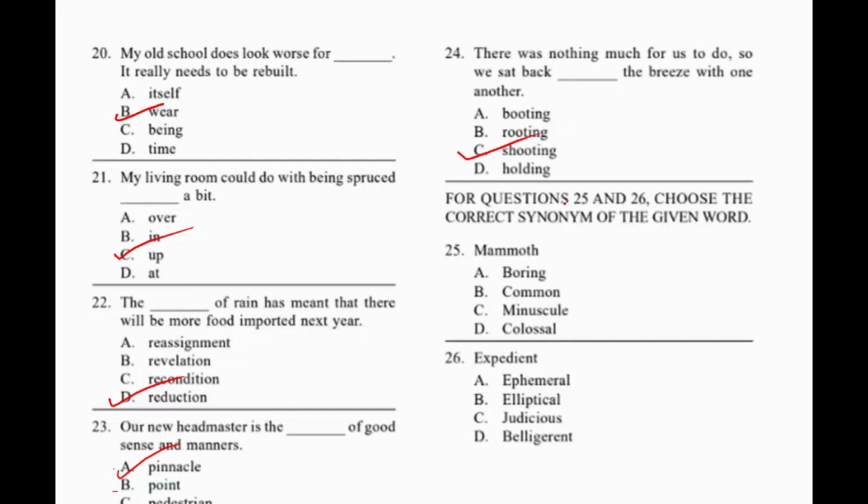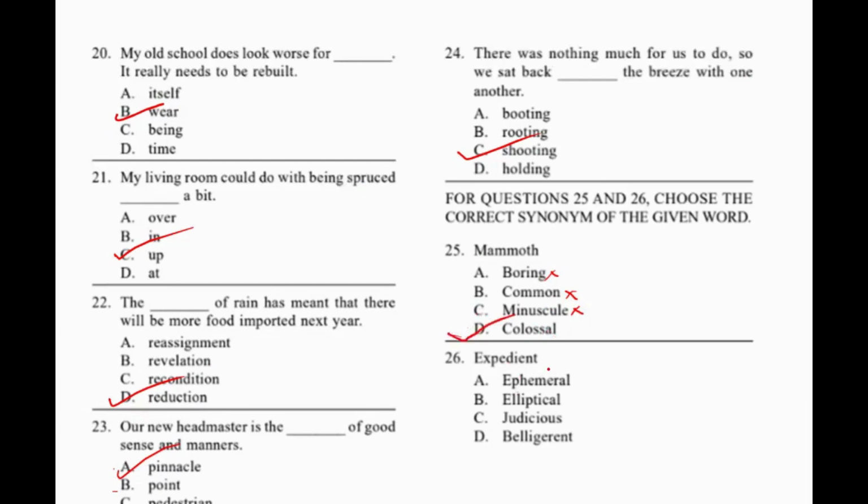Okay. Now, for questions 25 and 26, choose the correct synonym of the given word. Mammoth. What do you mean by that? It means large size. Okay, so something which is great, like big in size, called mammoth. Boring, no, it's not related to size. Common, no. Minuscule, it means extremely small. So this can't be the correct synonym. Colossal. Colossal means again very large in size.